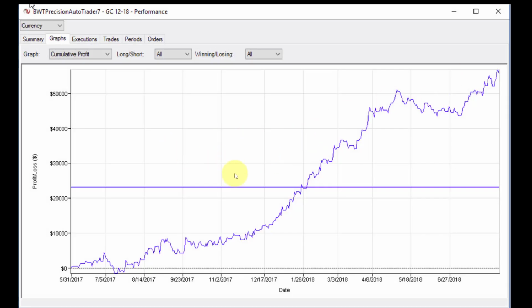Okay, so back to our equity curve here. Pretty nice equity curve, really minor drawdown. And as we got up here, we had a little bit of a sideways, slight drawdown here. But the Autotrader recovered from that. You can see it didn't really last too long.